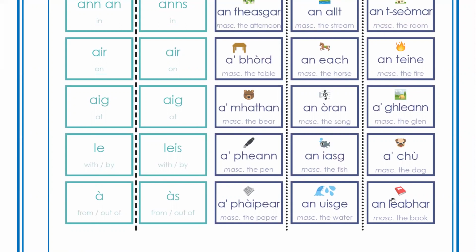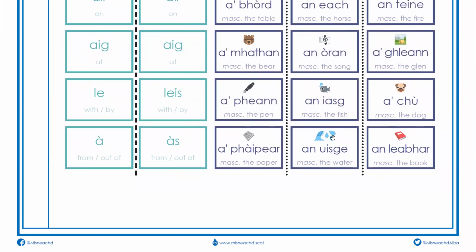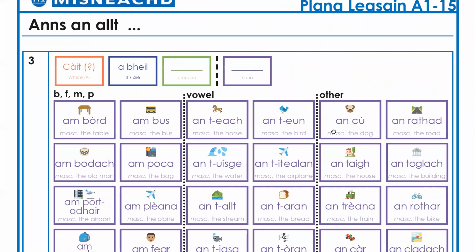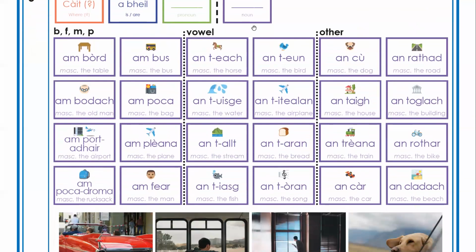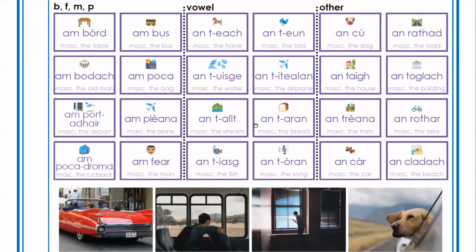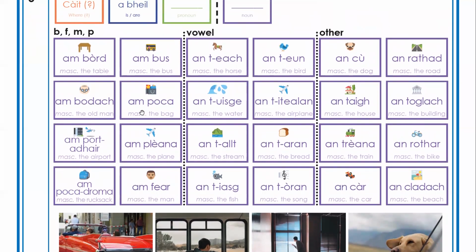L is slightly less soft. So an lìon, as an lìon. Càite bheil. So one way to practice these is to ask where something is, and then you'll need to describe it using prepositions. So càite bheil, càite bheil an cù.